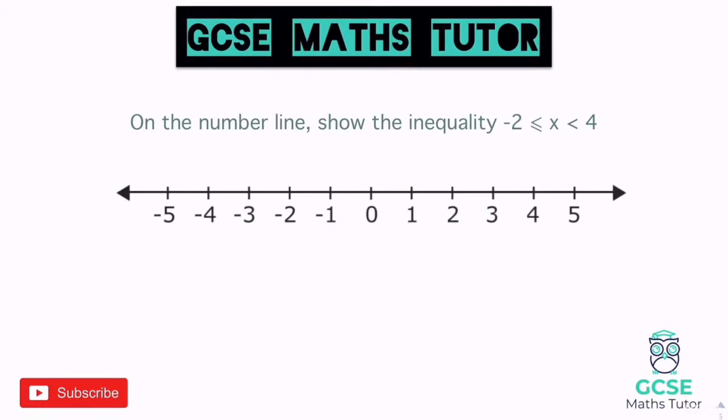Okay, so on the number line, show this inequality. So when we're drawing these sorts of things on a number line, we look at what numbers we've got. We're going to put our little circles above those, so -2 and 4. And we're going to join them up.